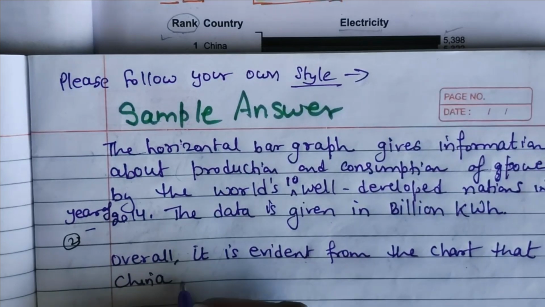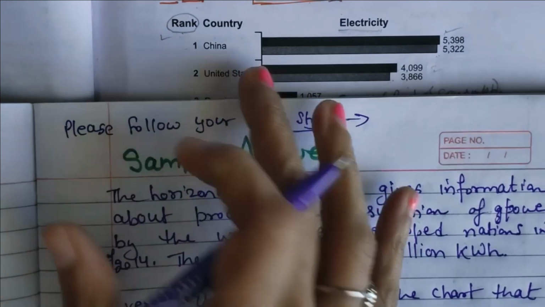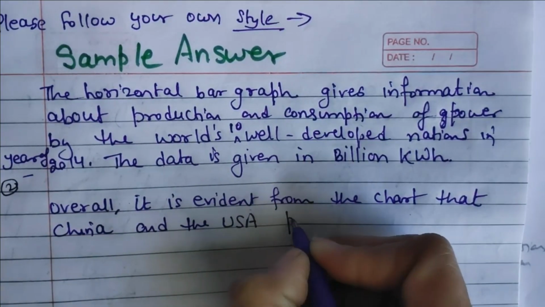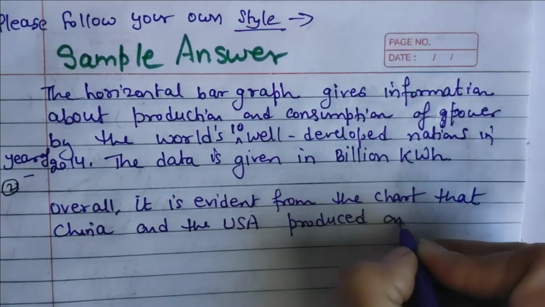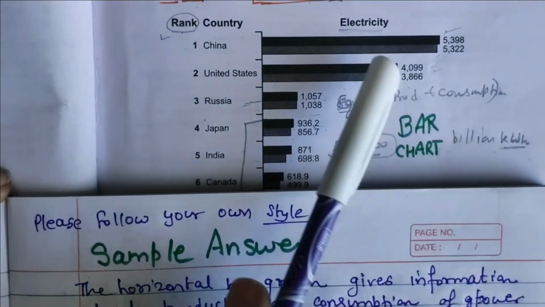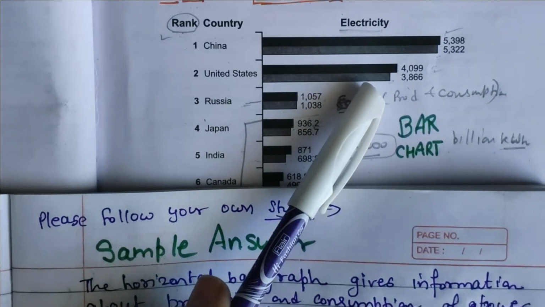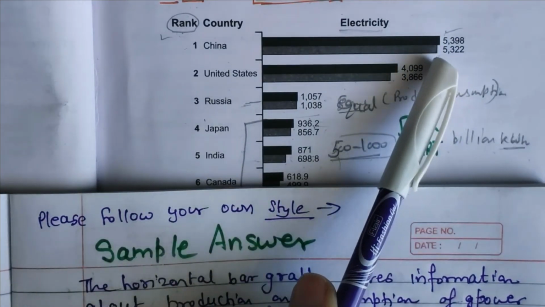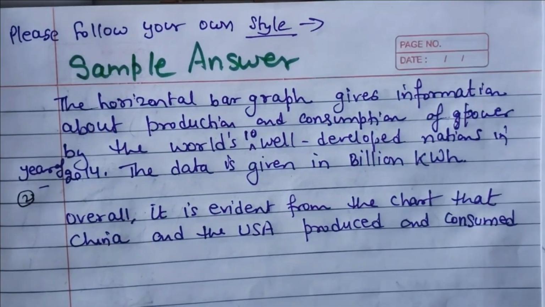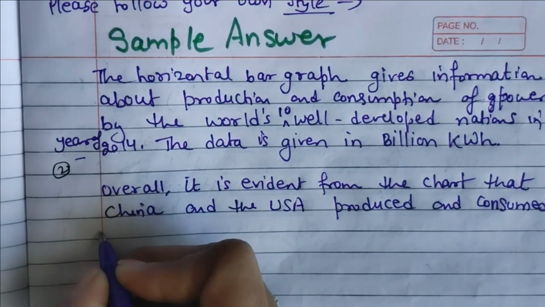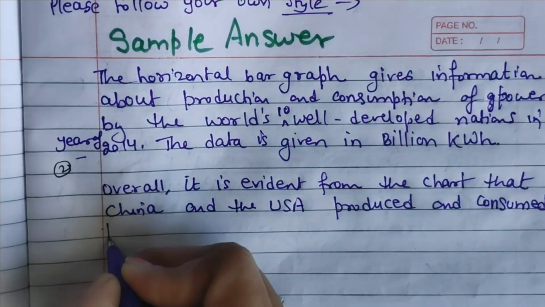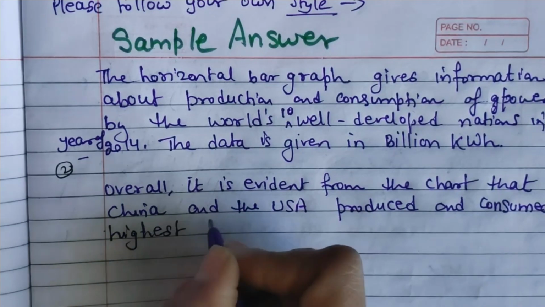China and the USA produced and consumed the highest electricity in this world, because they are at the highest and they differ with so much difference, you can say. Okay, so produced and consumed, what we can use for the most important, or the produced and consumed highest, or you can use the word striking, significantly.